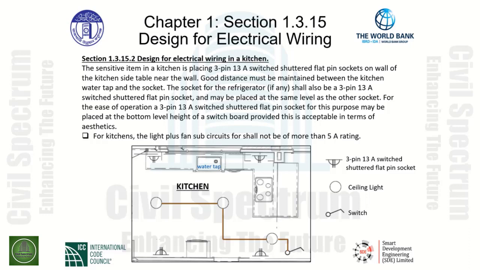The socket for the refrigerator, if any, shall also be a 3-pin 13-amp switch shuttered flat pin socket and may be placed at the same level as the other socket. For the ease of operation, a 3-pin 13-amp switch shuttered pin socket for this purpose may be placed at the bottom level height of a switchboard, provided this is acceptable in terms of aesthetics. For kitchens, the light plus fan subcircuits shall be of not more than 5-amp rating.